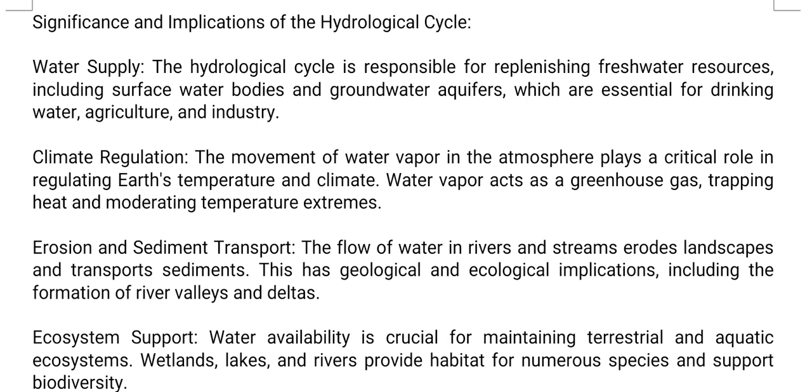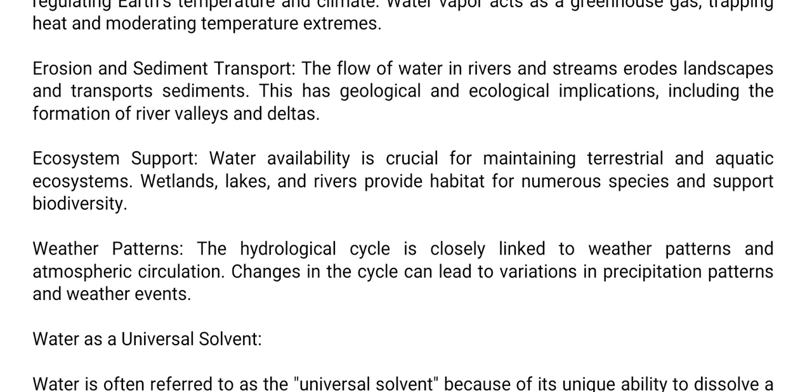And erosion and sediment transport. The flow of water in rivers and streams erodes landscapes and transports sediments. This has geological and ecological implications, including the formation of river valleys and deltas. Then, ecosystem support. Water availability is crucial for maintaining terrestrial and aquatic ecosystems. Wetlands, lakes, and rivers provide habitats for numerous species and support biodiversity. Weather patterns. The hydrological cycle is closely linked to weather patterns and atmospheric circulation. Changes in the cycle can lead to variations in precipitation patterns and weather events.